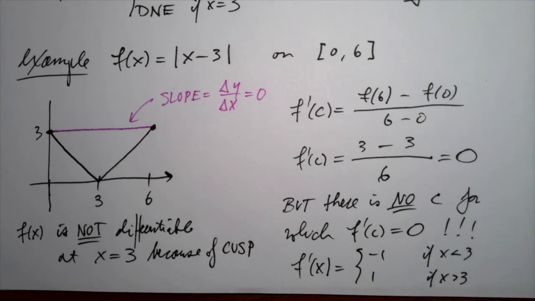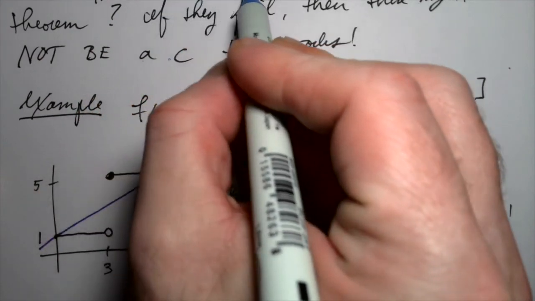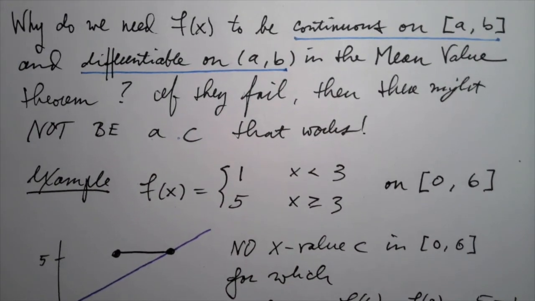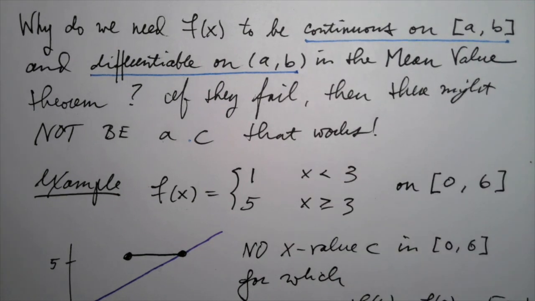And so we see that the mean value theorem also requires this hypothesis of differentiability. That's why this example fails. It's because of this cusp. It's because it's not differentiable. So you really need continuity and differentiability to apply the mean value theorem. Both of these hypotheses are necessary.